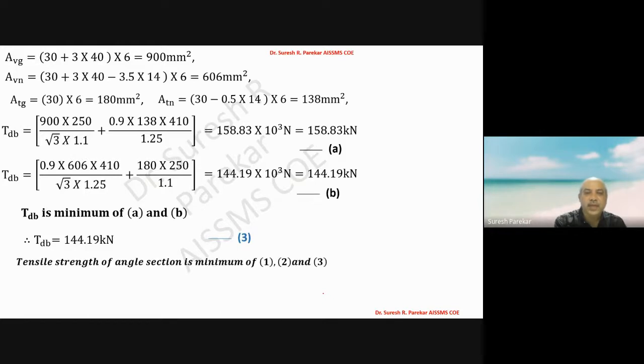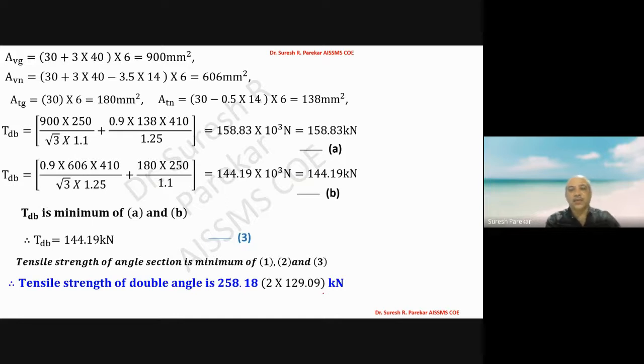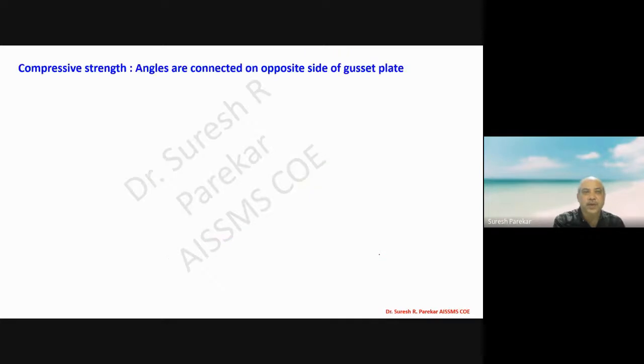And the minimum of these two is 144.19 kilonewton, and tensile strength is the minimum of these three, and that comes to 2 into 129.08 kilonewton, which is 258.18 kilonewton. This value is greater than 142.29 kilonewton, which is the tensile force coming on the principal rafter, or I can say the top chord member. Then this will be the first part, which is for your top chord member.